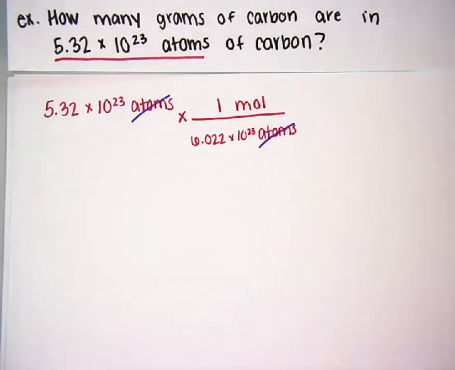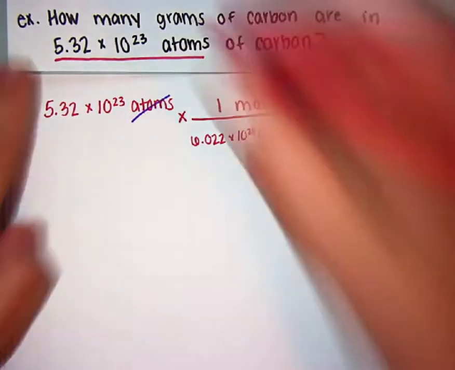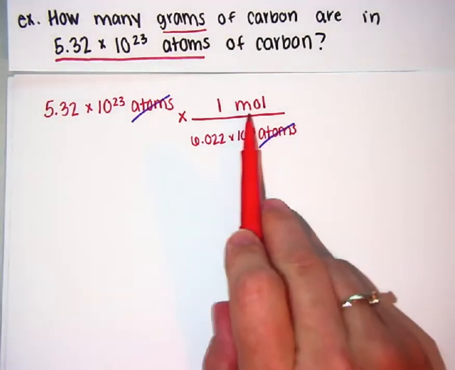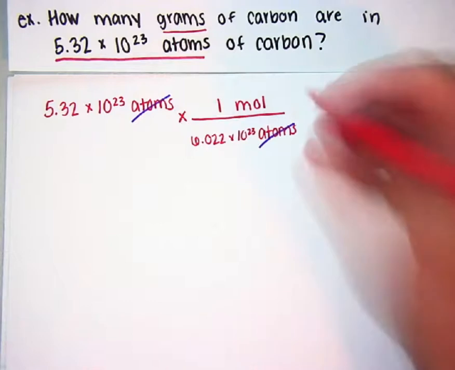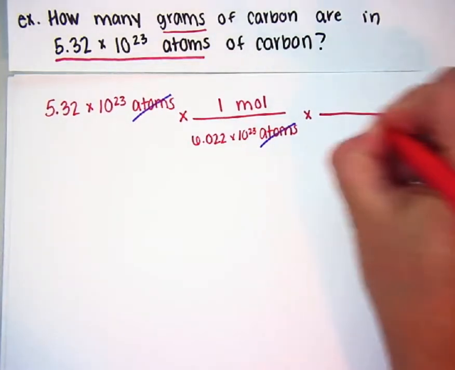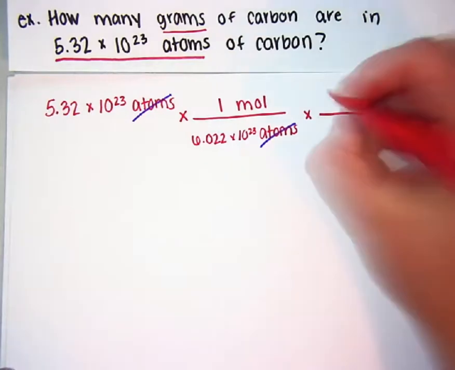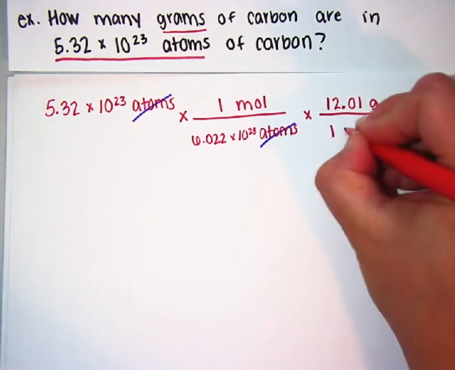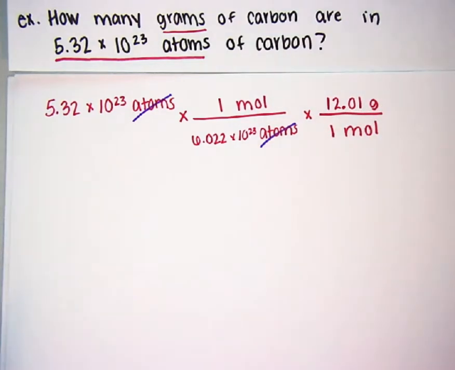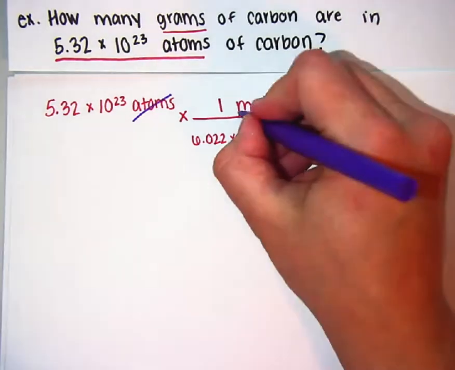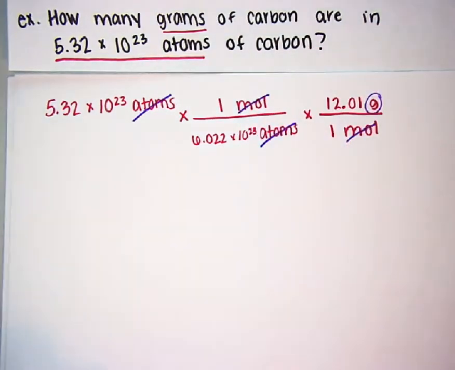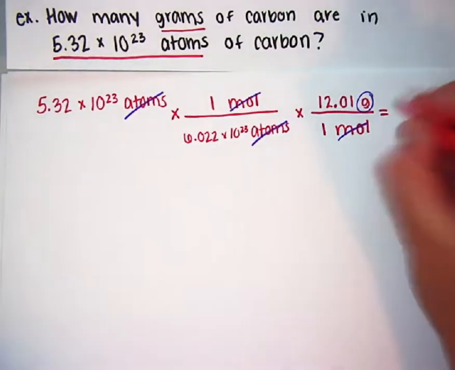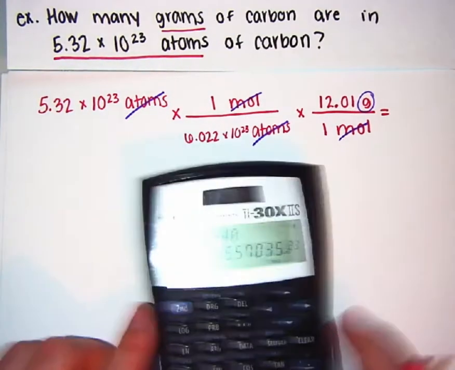If we stopped here and solved, that would tell us how many moles we have. But I want to know how many grams we have. So if I am now at moles and I need grams, my conversion factor is molar mass. We can look up carbon on the periodic table. Its molar mass is 12.01 grams in every 1 mole. Now, moles divided by moles cancel, and I'm left over with grams, which is what we were solving for, so that's great. Last step would be to solve.